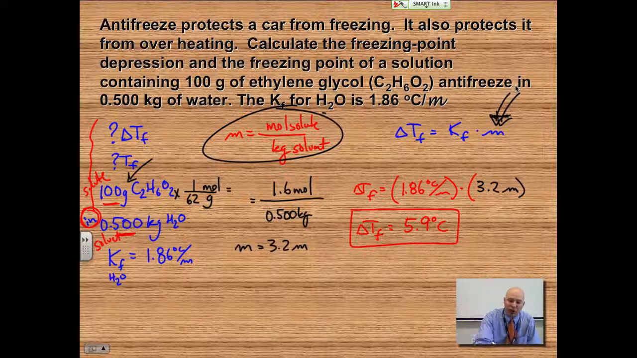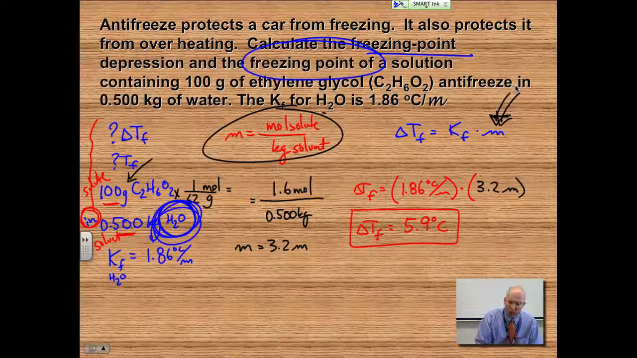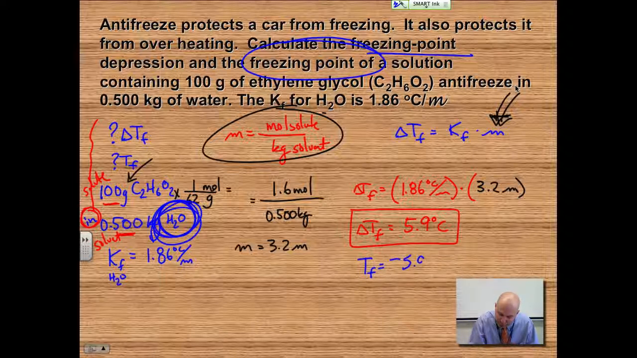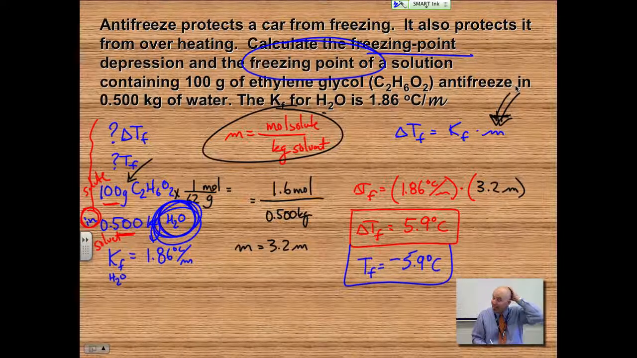Now I also want the new freezing point, which again, because I'm talking about water, freezes at 0. So if the change is in the negative direction, right, it always depresses, then my new freezing point would be negative 5.9 degrees Celsius. So that's the second thing that you would need to solve for in this question. All right?